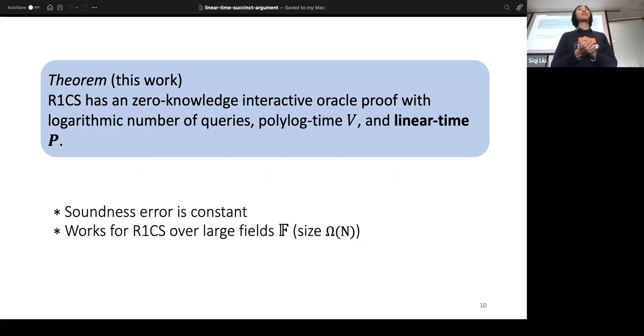But could the constant be decreased by an arbitrary amount? Sure, but it would influence the efficiency measures. If you want it to be sublinear, then it will blow up the prover time. Okay. Yeah.